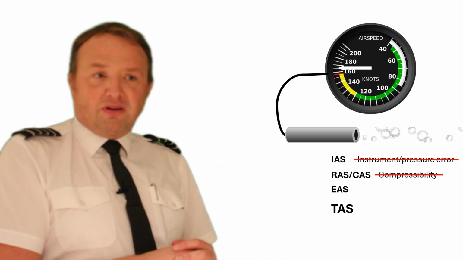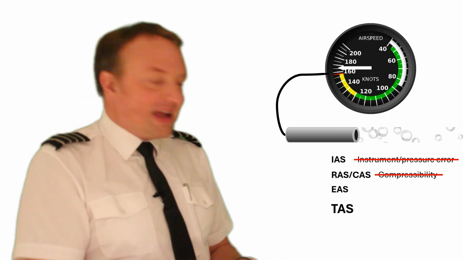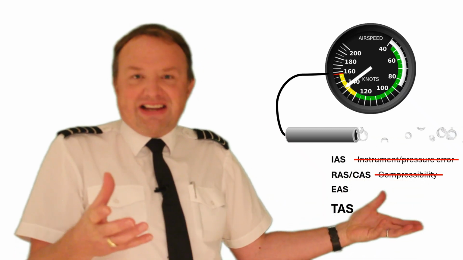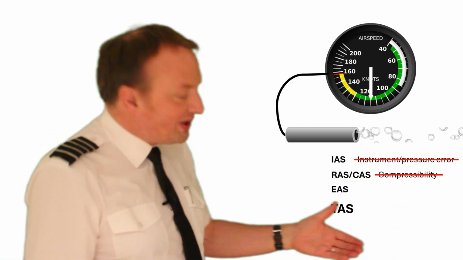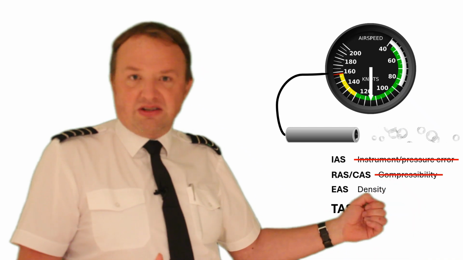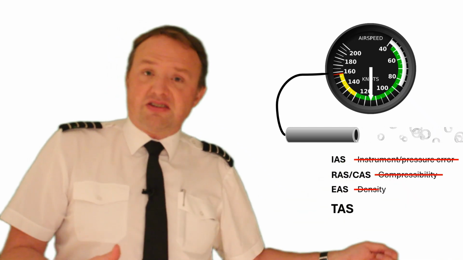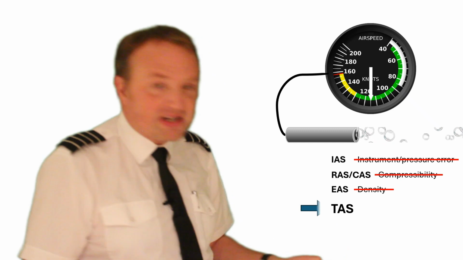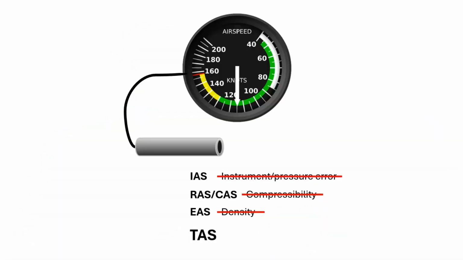The higher I fly, and/or the warmer the air gets, the less air there is. The air is getting less dense, and therefore, once again, we're going to get an underread. Correcting for that error, the density error, finally converts equivalent airspeed into true airspeed.